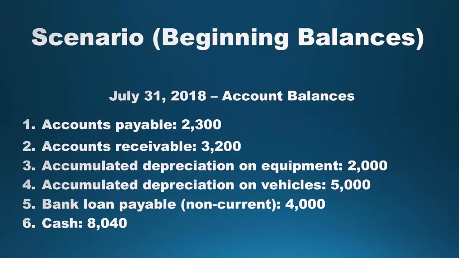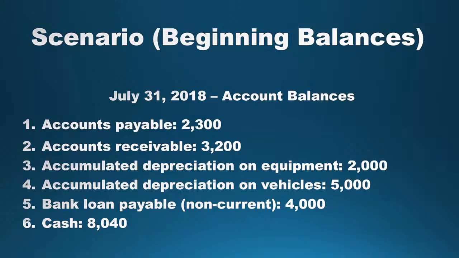Here's the list of accounts and their amounts. Listen closely as I read them aloud and try to picture what each account represents. July 31st, 2018, account balances. Accounts payable, $2,300. Accounts receivable, $3,200. Accumulated depreciation on equipment, $2,000.